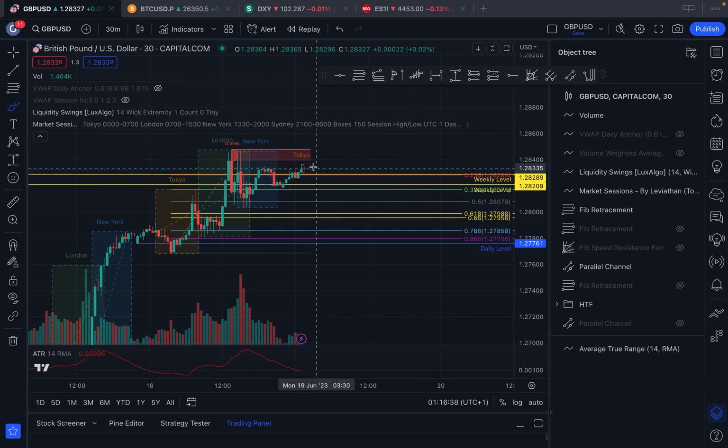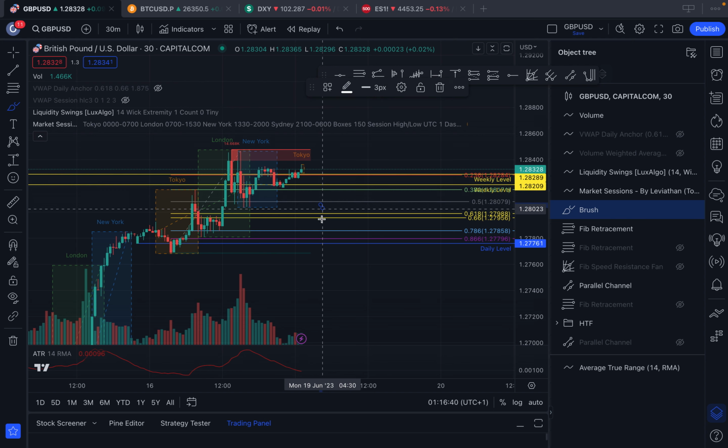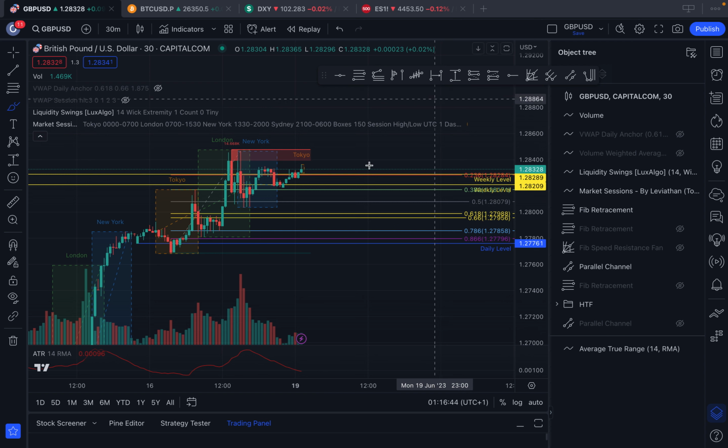However, if London goes down, then we've got this level at 0.5 or 0.618, 0.66 levels as your areas to take new longs. However, if we lose 1.27, then we're looking for a short. So that's my trading plan.